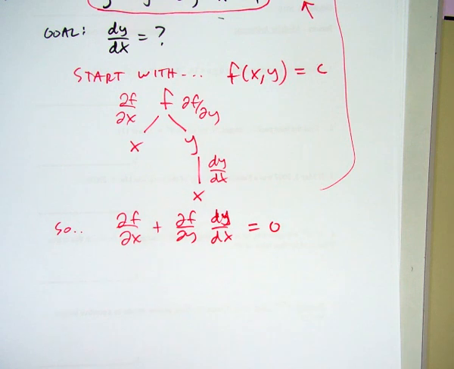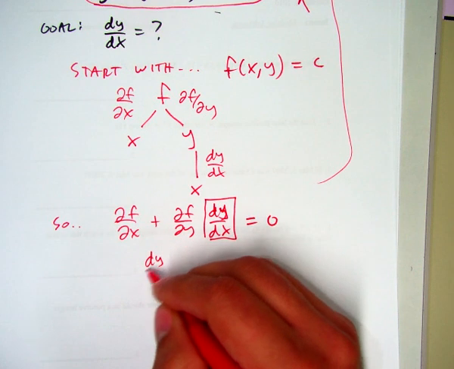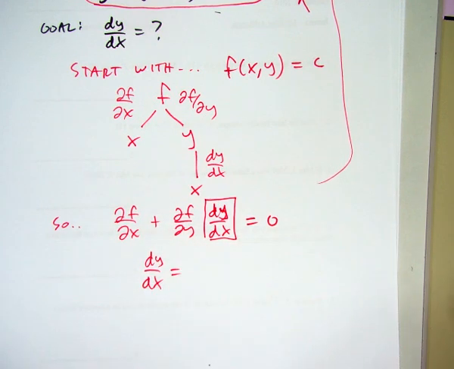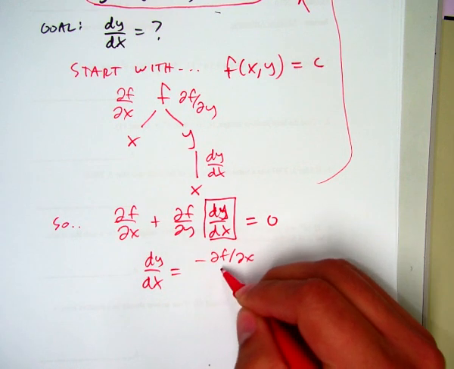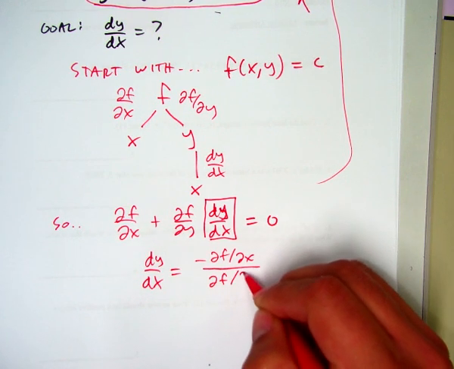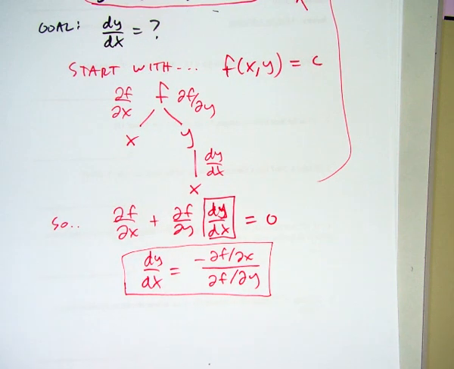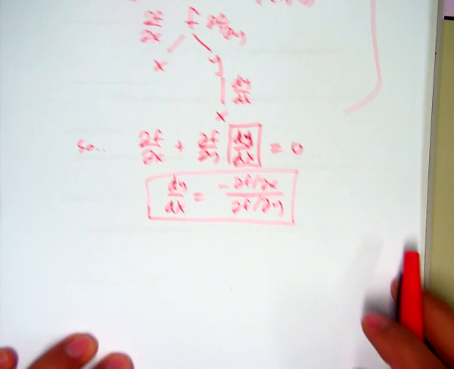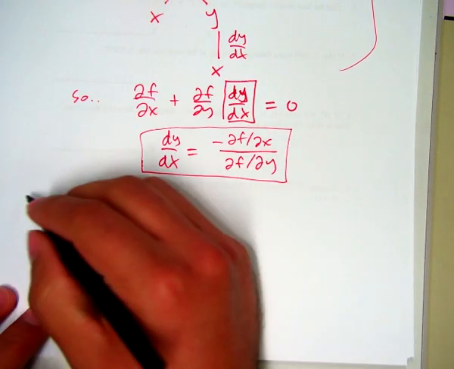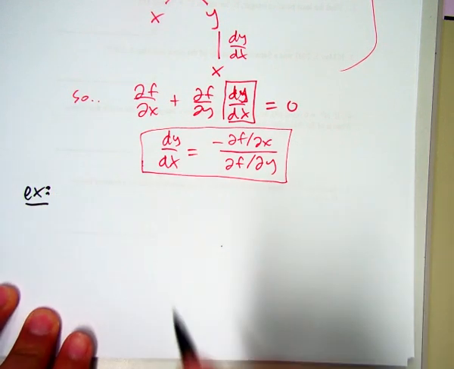And now we can isolate dy/dx. Dy/dx would be minus partial f, partial x over partial f, partial y. So now you have a nice shortcut to find dy/dx when y is defined implicitly. So instead of doing implicit differentiation, if we look at a quick example, you'll be done in about a third of the time.